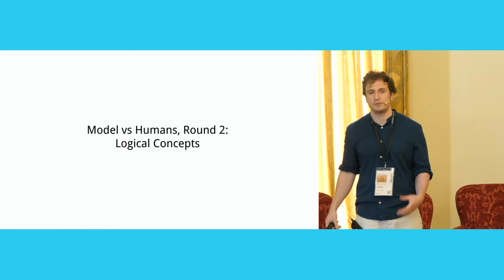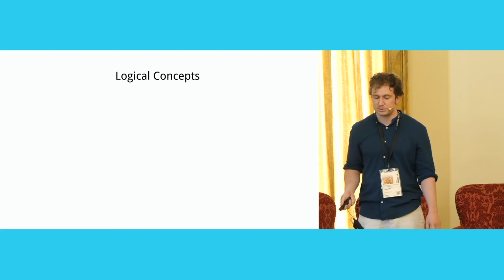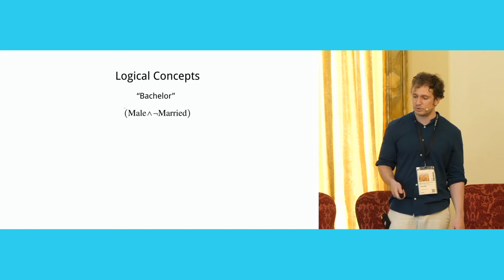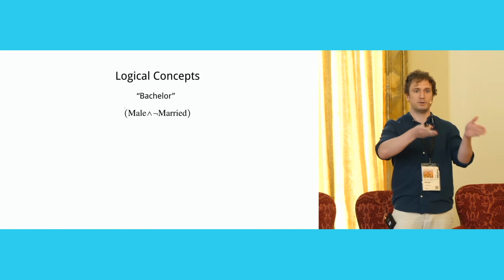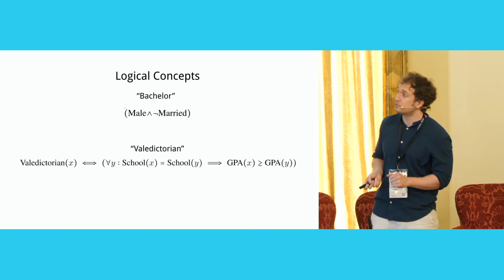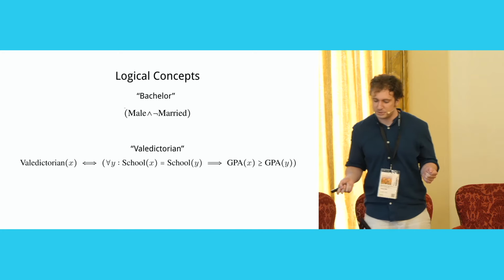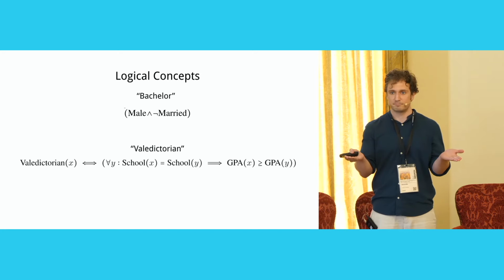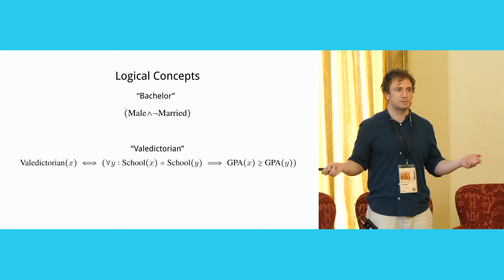OK, so now we're going to look at a richer concept learning domain, where the concepts have more logical structure. So this includes propositional logic, which allows you to express stuff like the meaning of the word bachelor, so like male and not married. It allows you to express stuff in first-order logic, like valedictorian, meaning the person within a given school with the highest GPA. Since these are familiar concepts, we want humans to study new concepts.